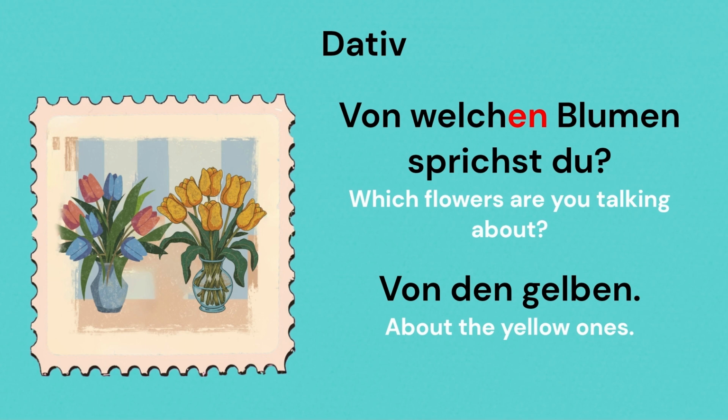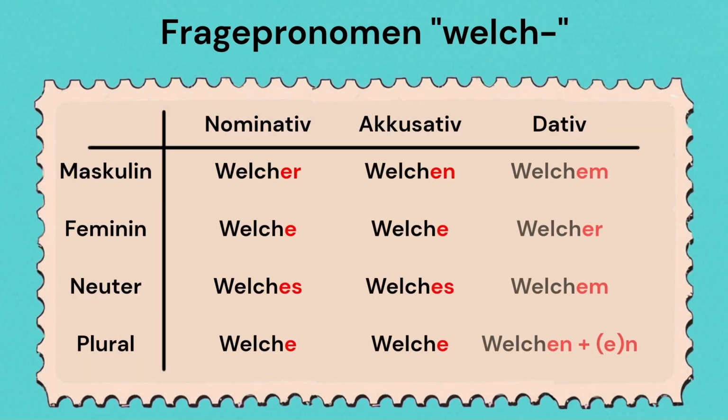Sehr gut. Let's look at all of them once again. For masculine, you would use in nominative welcher, in accusative welchen, and in dative welchem. For feminine, im Nominativ und Akkusativ welche, im Dativ welcher. Für Neutrum, im Nominativ und Akkusativ welches, im Dativ welchem. For Plural, im Nominativ und Akkusativ welche, im Dativ welchen, plus the ending en or n.